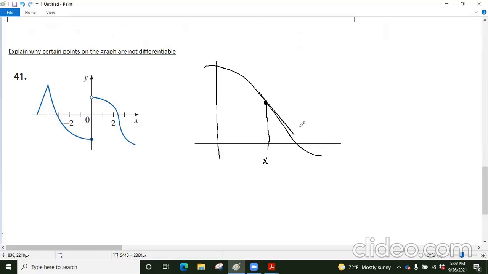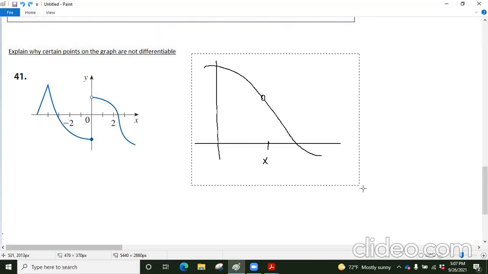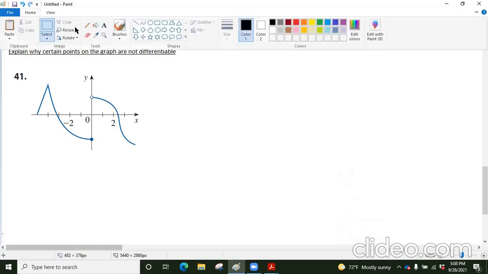But if it's not continuous there, if there's a hole where it's undefined, then you can't draw slopes to the tangent line at that point, which would look something like this. You can't do that. And so it's not differentiable. In other words, you can't take the derivative at that point. If you can't draw a tangent line at that point, then it's not considered differentiable. And with undefined points, you can't. So this comes back to continuity.